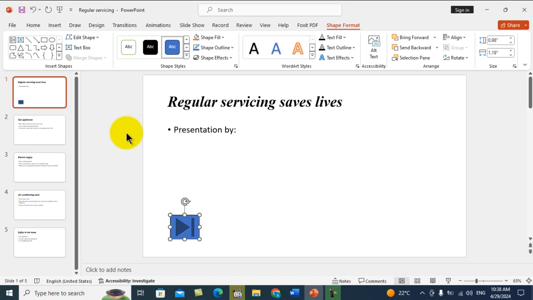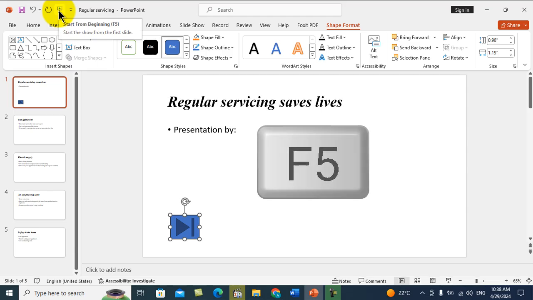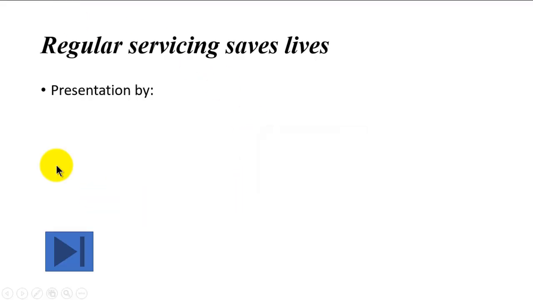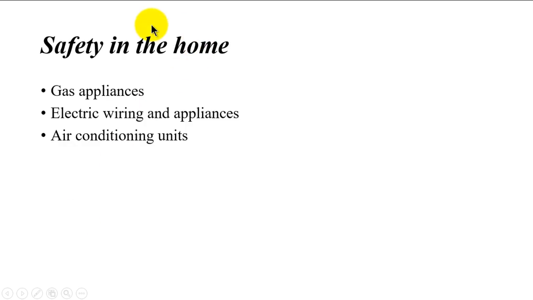Now let's start our presentation. Go to the button slideshow here, or start from beginning, or you can press F5. Now this is the first slide in my presentation and this is my action button. When I put the mouse cursor over it, it will be changed to a shape of hand. Click it. Now you see you jump to the last slide in your presentation.